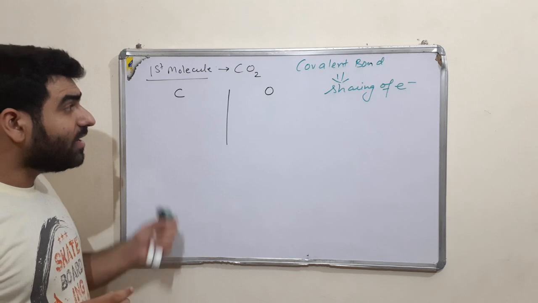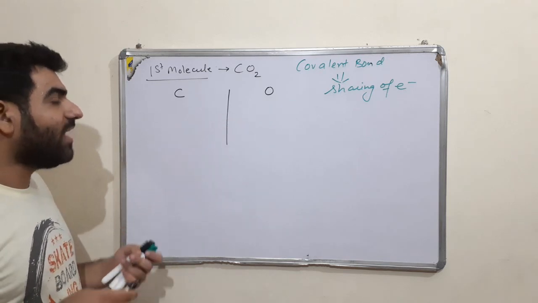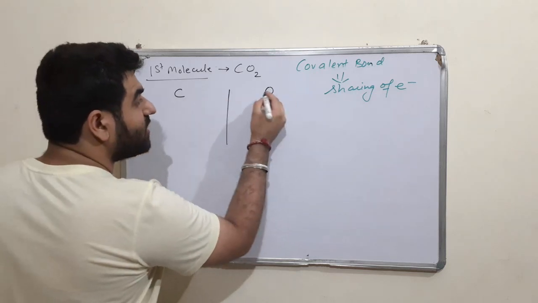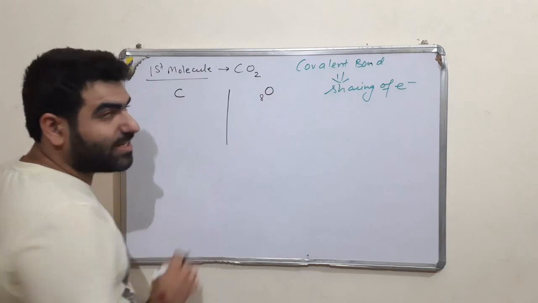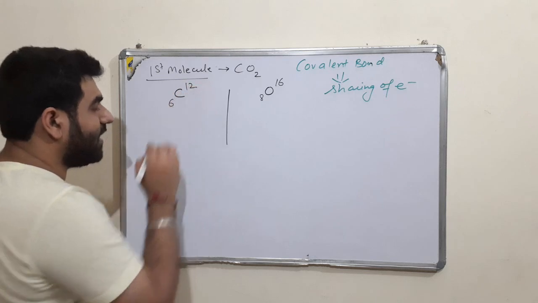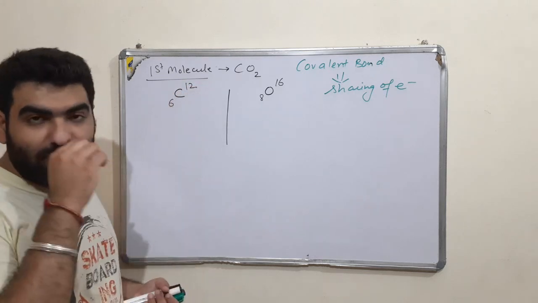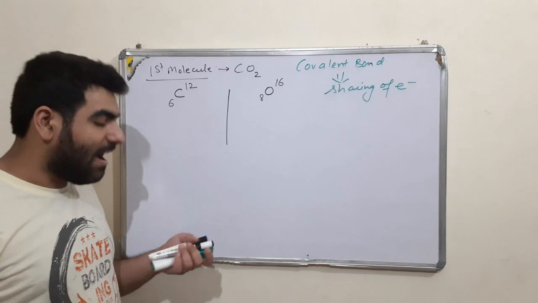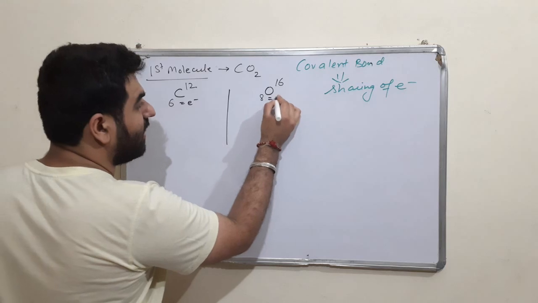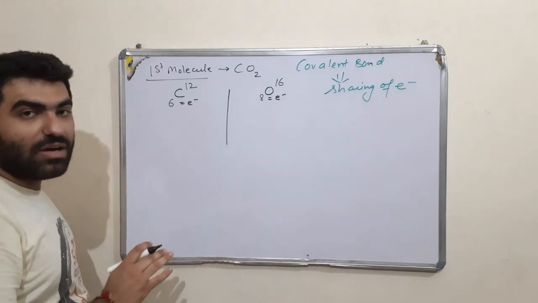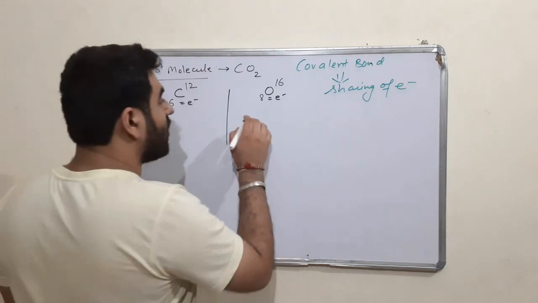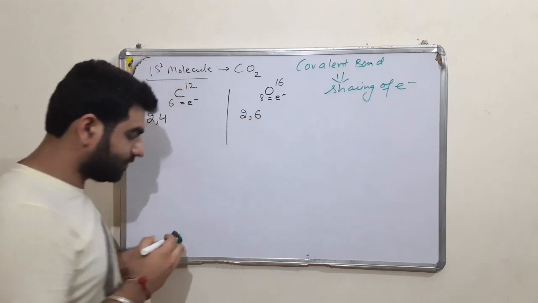Now, in order to make this molecule, what do we have to see? We first have to see the atomic number of both the elements. Oxygen has atomic number 8, and let the mass number be 16. Carbon is 6 and the mass number is 12. But here we are only concerned with the atomic number, because we have to write down the electronic configuration. Carbon has 6 electrons, and oxygen has 8. So the electronic configuration for carbon is 2,4 and for oxygen it is 2,6.